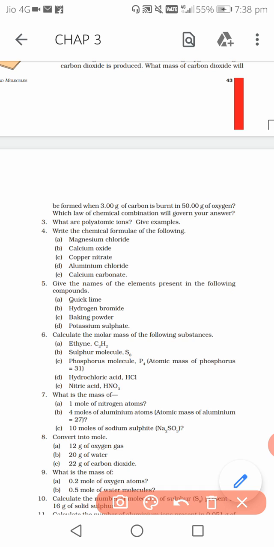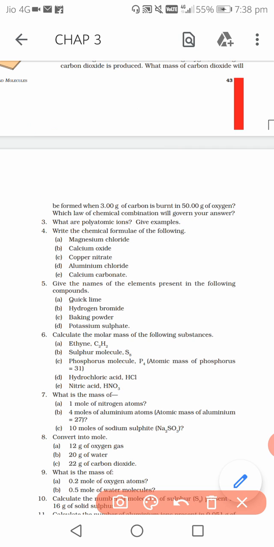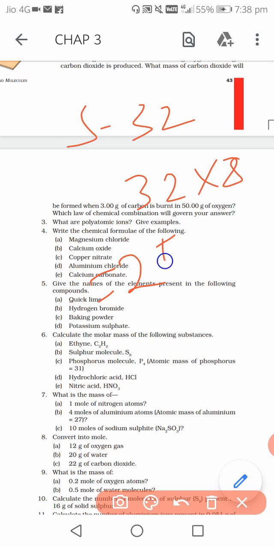Next one, calculate the mass of the following. Ethyne, C2H2. C is 12, so 12 into 2, plus H2 is 2 hydrogen, so 2 into 1. So this is 24 plus 2 gives us 26 u. Next one is a sulfur molecule, S8. S is an atom, but in a molecule of sulfur 8 atoms are combined. So the mass of one S is 32, and there are 8, so 32 into 8 gives us 256 u.